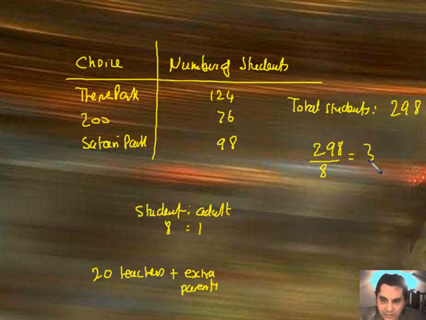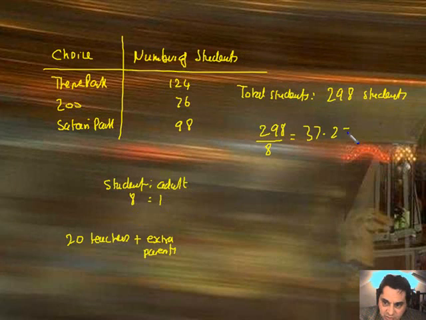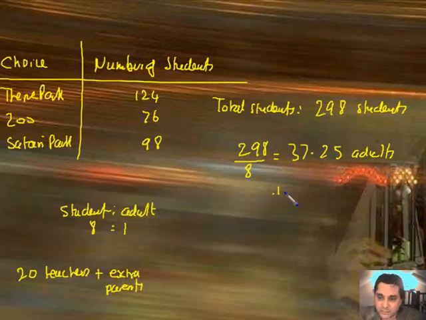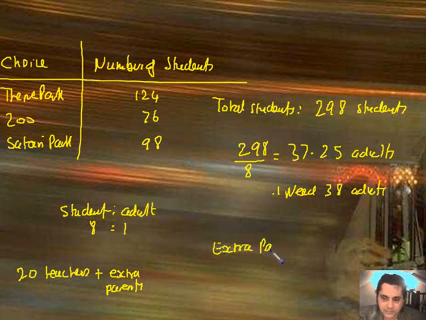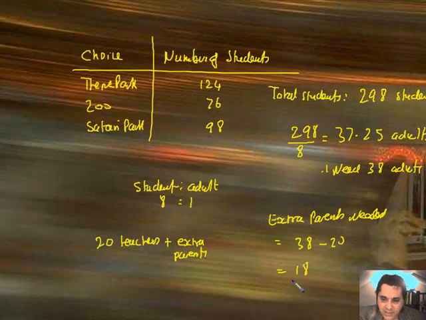I need 37.25 adults. Now I can't have 0.25, but I must round up. I cannot go below that ratio. Therefore, I need 38 adults. Is that alright? Therefore, extra parents needed equals my 38 required in total, take away my 20 teachers, I need 18 extra adults, mums, dads, uncles, whatever.